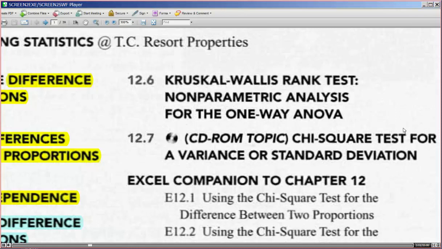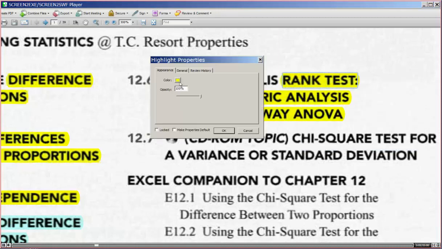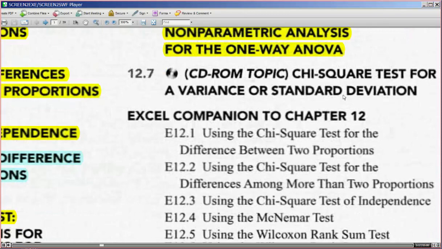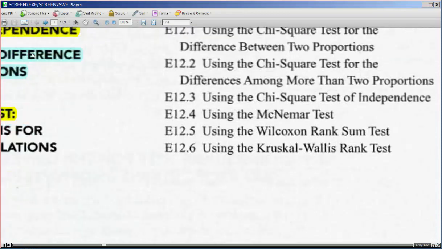Next one is Kruskal-Wallis rank test. Rank test, non-parametric analysis for the one-way ANOVA. We'll go back to one-way ANOVA with this test. Let's see what we can pick here. Let's try this greenish. And these are definitely the companions we'll be looking at for graphing videos. Okay.